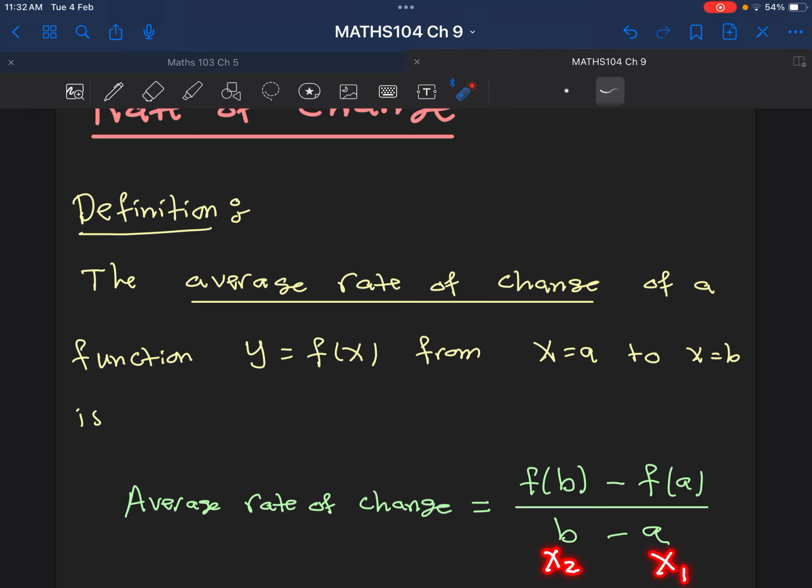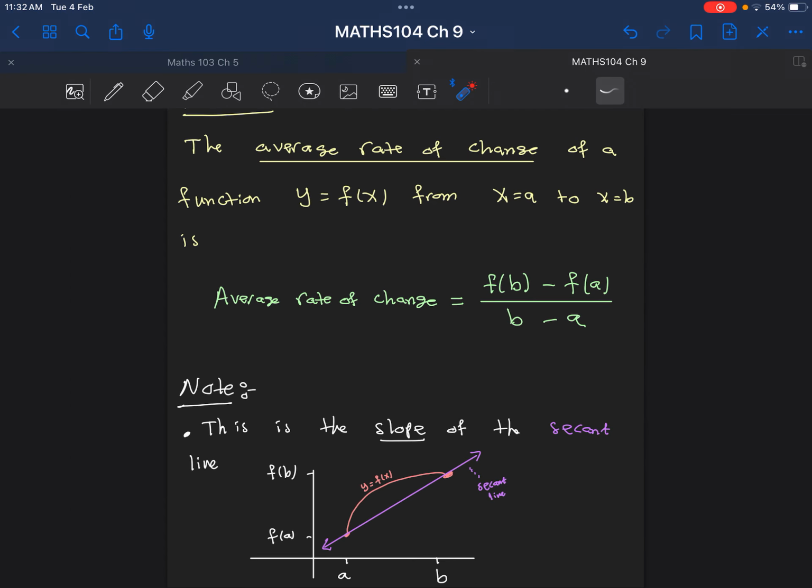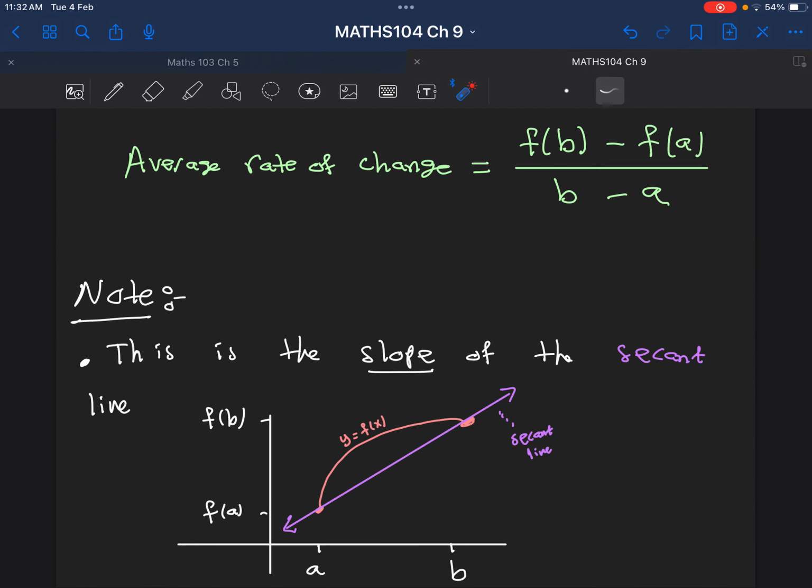Remember, b is the value for x. So x2, x1, and this will be y2, y1. Does it remind you of y2 minus y1 divided by x2 minus x1? You are right. This is the slope of the line joining f of a with f of b. This line is not the function. We call it the secant line. You see the line in purple is the secant line. It has a slope, and the slope is the average rate of change.